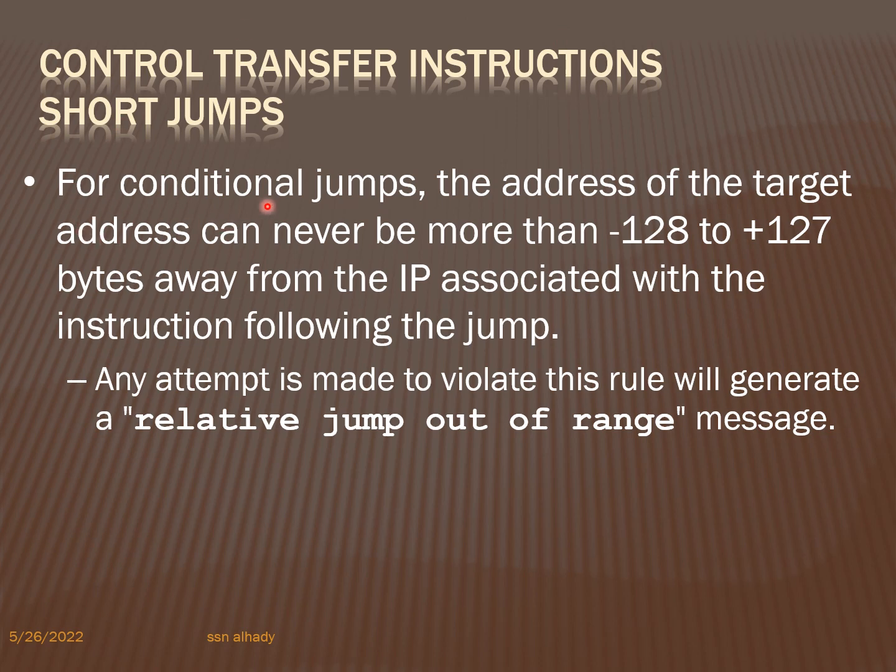Okay, for conditional jumps, the target address can never be more than 128 backward and 127 forward bytes away from the IP associated with the instruction following the jump, meaning the next instruction of the jump. Any attempt made to violate this rule will generate a relative jump out of range message.